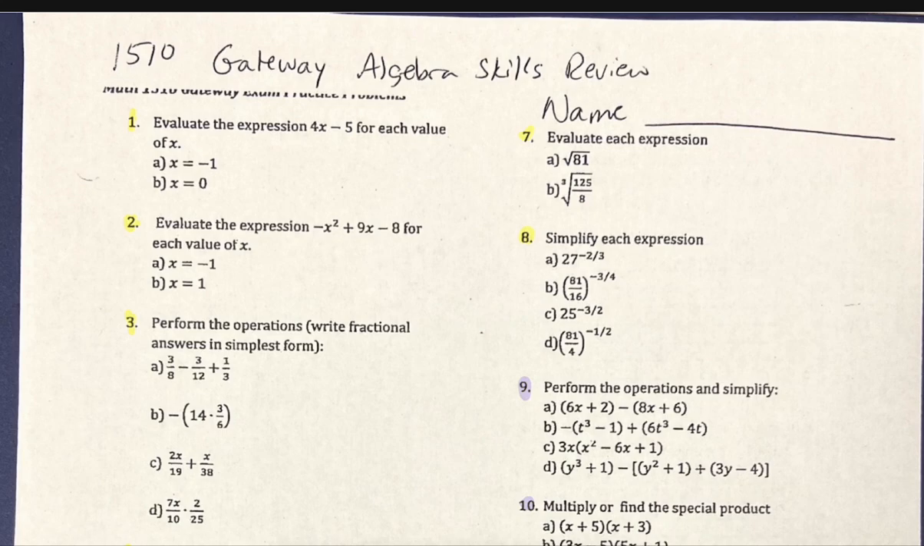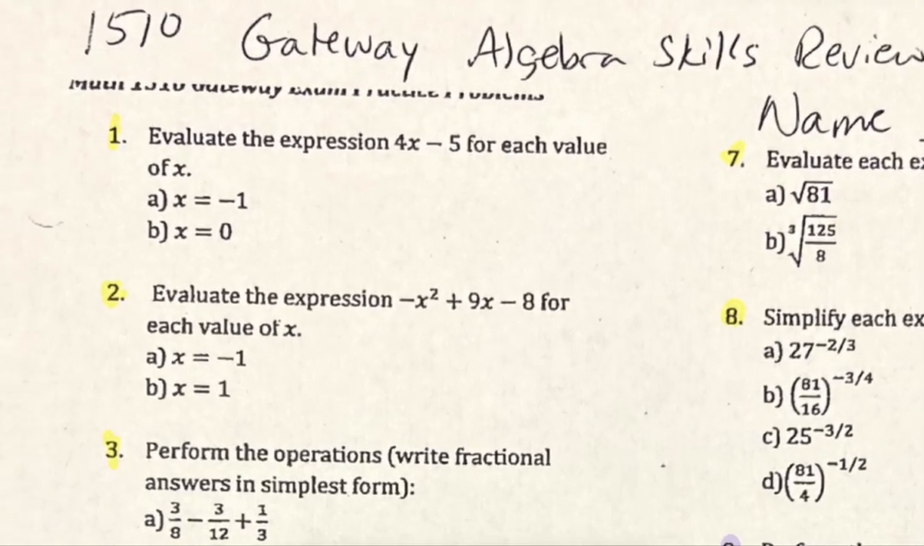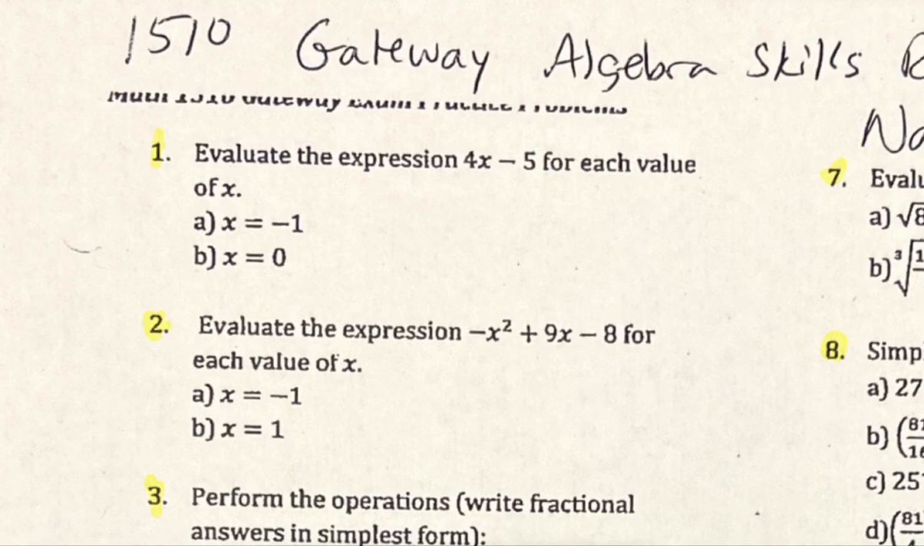My goal is, I'm going to do like half of the problems with you, and then you'll do the other half on your own. So let's go ahead and start with problem number 1. Now, problem number 1 is just a substitution. We're going to evaluate the expression 4x minus 5 for each value of x. So I'm going to do A, then you do B.